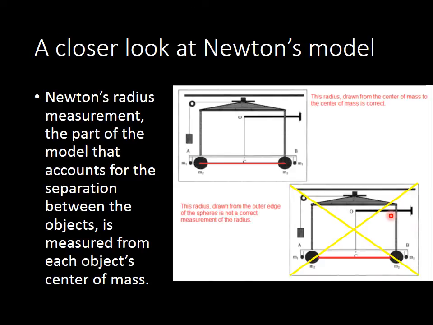In Newton's model, the radius measurement is actually from the center of mass of the object. It would be like this one here on the top, and that's the correct measurement. It goes from the center of mass of the first object to the center of mass of the second object. It would not be correct to measure from the outer edge or the surface of the planet, because on a significantly large object like Earth, the distance to the center of mass might still be another 4,000 miles or something.